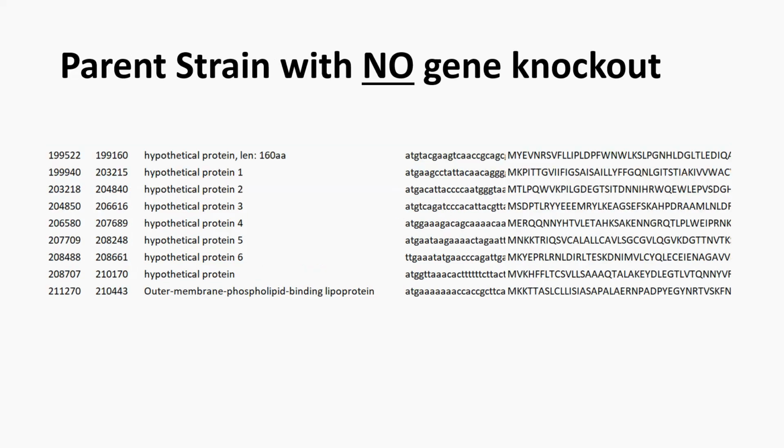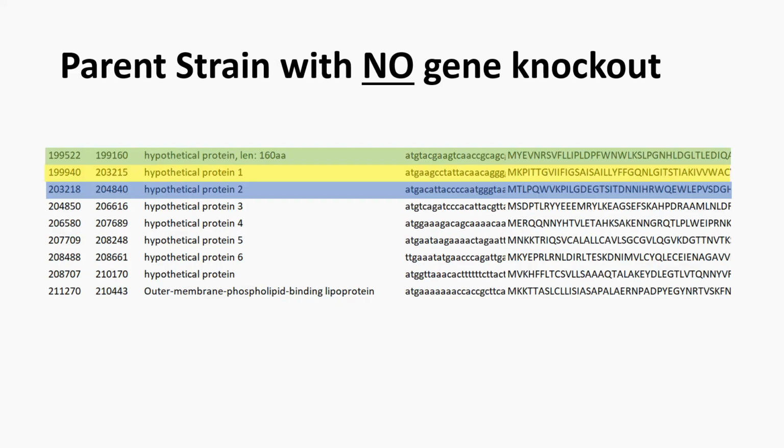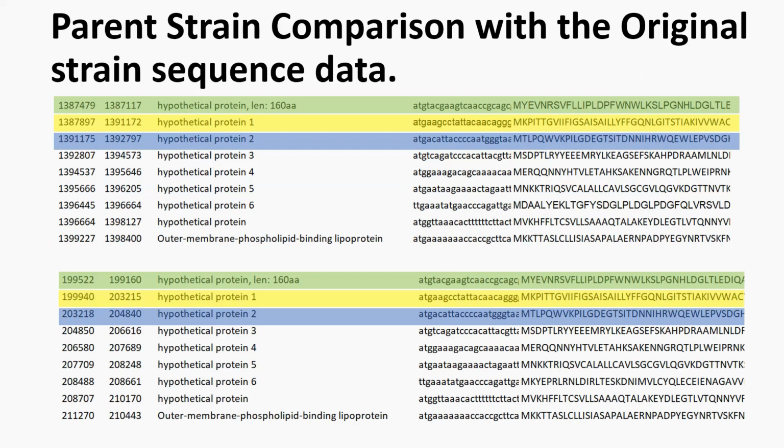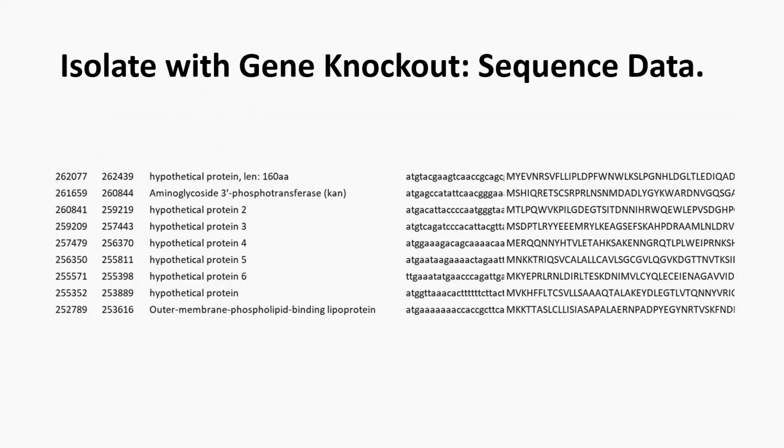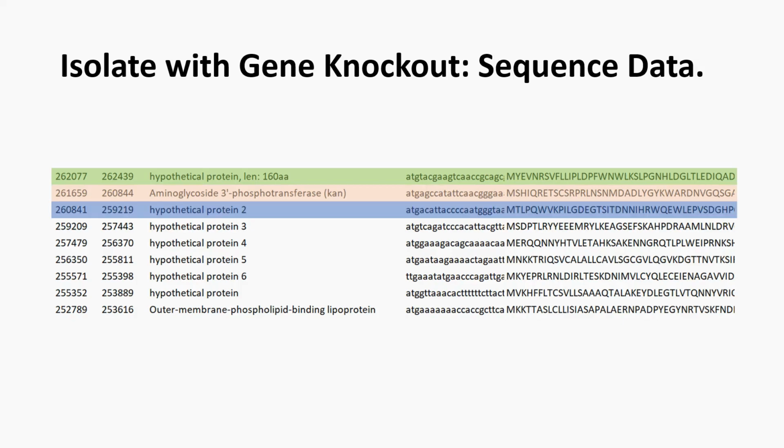In the sequence data for our parent strain, with no gene knockout, the genes are identically arranged to those in our originally sequenced isolate. A side-by-side comparison of the 2 annotations confirms this. Regarding our isolate with the gene knockout, one of the flanking genes is shown in green. The kanamycin resistance gene is shown in red. The downstream flanking gene is shown in blue.